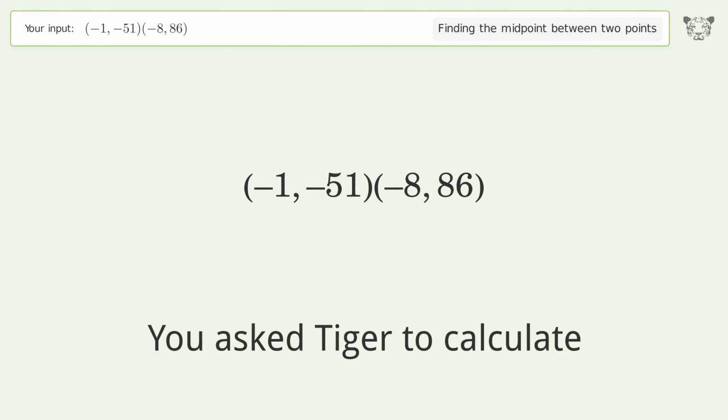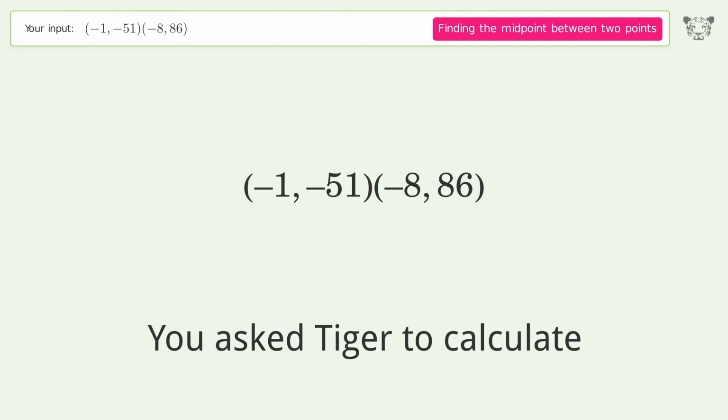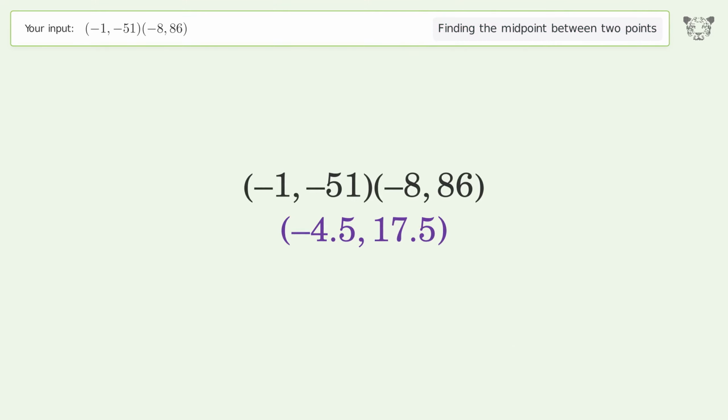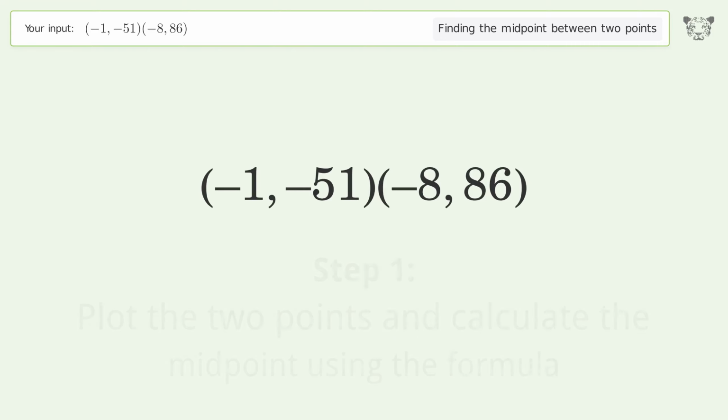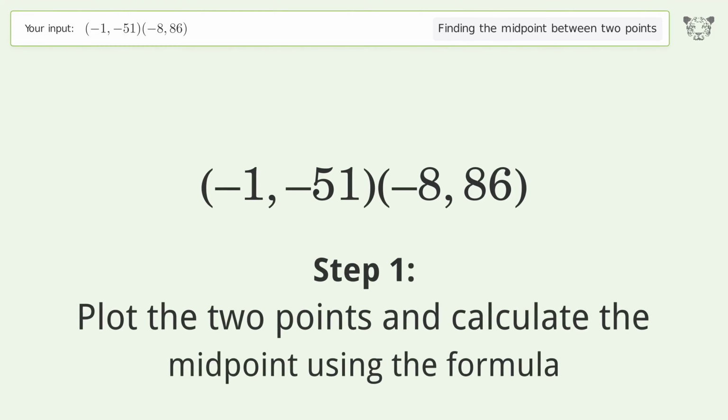You ask Tiger to calculate. This deals with finding the midpoint between 2 points. The midpoint between the 2 points is -4.5, 17.5. Let's solve it step by step. Plot the 2 points and calculate the midpoint using the formula.